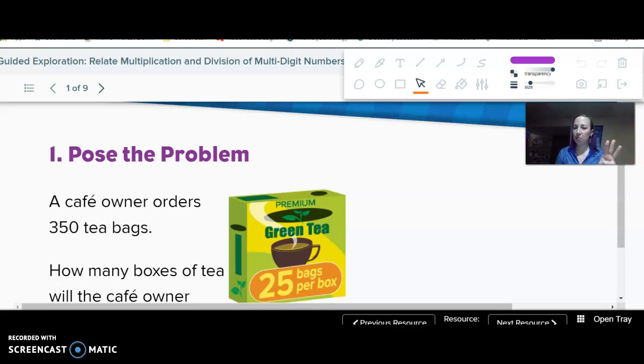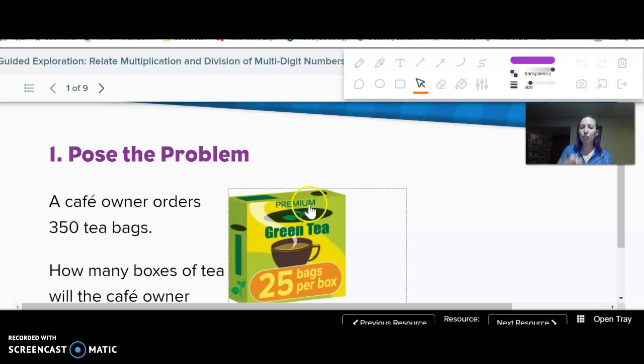All right, 7.3, relating multiplication and division. So hopefully by the end you'll be able to say, I can use the relationship between multiplication and division to determine the quotient when dividing by a two-digit divisor. So essentially I just want you to see how they're connected. We've talked about it before, but really just want to see how it applies in other problems.